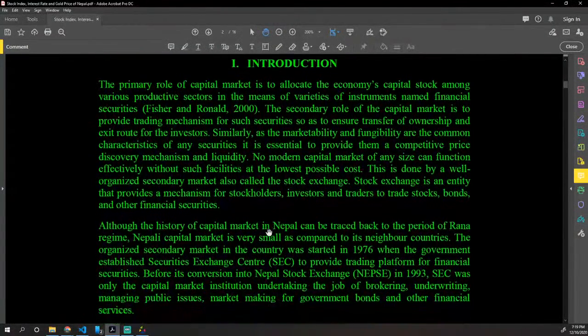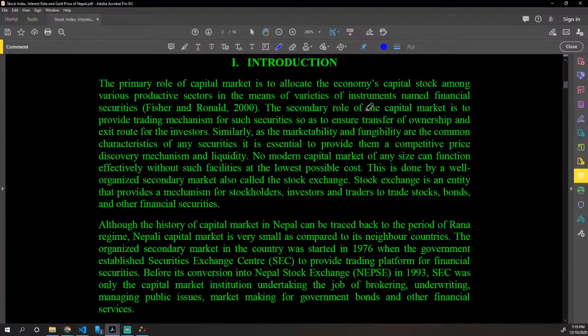Economic Review, right? Introduction. The primary role of capital market is to allocate the economy's capital stock among various productive sectors by means of a variety of instruments named financial securities. It was said by Fisher and Ronald. So basically it is to allocate capital stock among various productive sectors by means of varieties of instruments named financial securities. Right? The secondary role of capital market is to provide a trading mechanism for such securities to ensure transfer of ownership and an exit route for the investor.